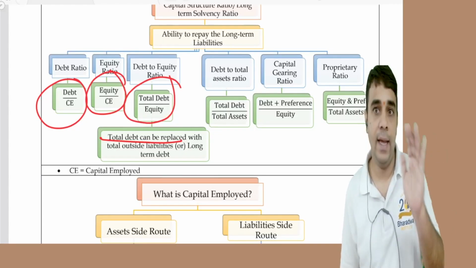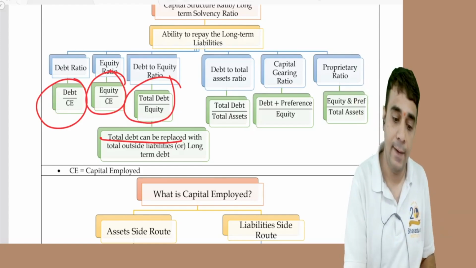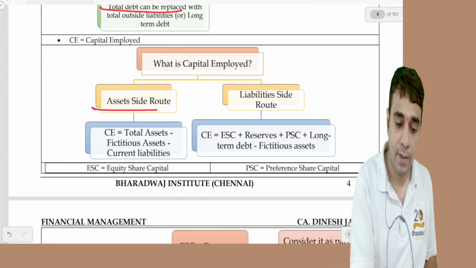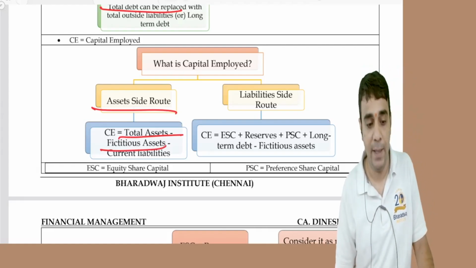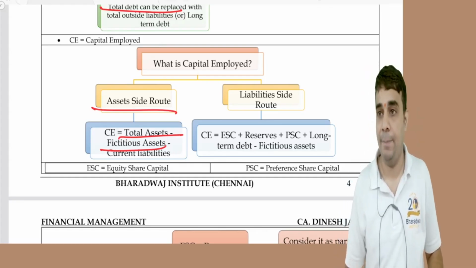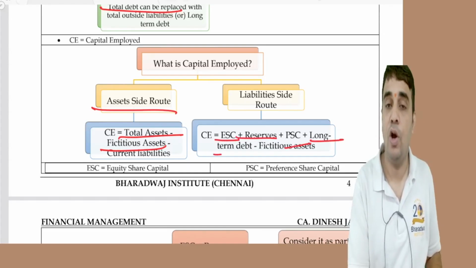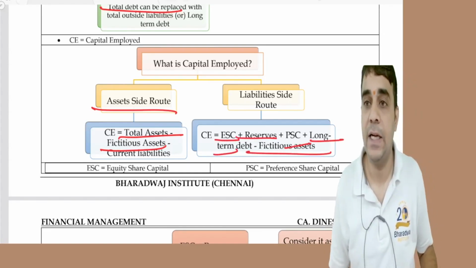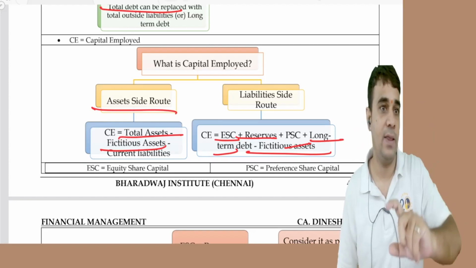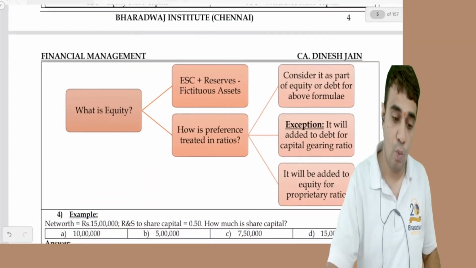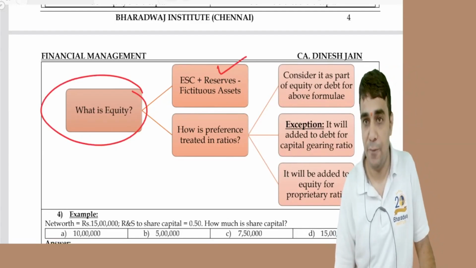Which one do I follow? No clarity. In exam questions, the confusion is very limited. They may not have so much information itself. And what is capital employed? Total assets minus the fictitious asset. Fictitious is your P and L debit balance, minus current liability. Equity share capital, reserves, preference share capital, long term debt minus the fictitious asset. Whatever I've explained to you, I'm now showing on the screen. I explained with numbers, this is without numbers. What is equity? Equity share capital plus reserves minus fictitious asset.